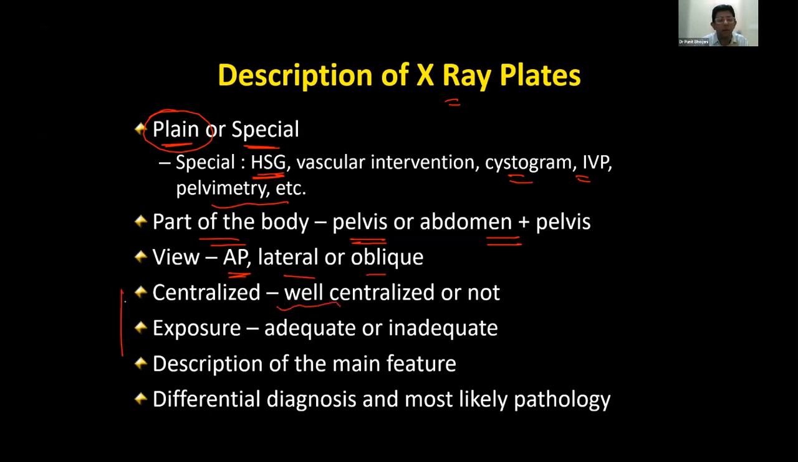Okay, so this we remember from our MBBS days, when our professors taught us. You need to remember it even now. Centralized, well centralized or not centralized, exposure is adequate or it is overexposed or underexposed. Then you describe the main feature of the X-ray. Directly go on to the main feature, what you are seeing, and then the differential diagnosis, if you have any, and the most likely pathology. So keep these points in mind. All of you will keep these points in mind.